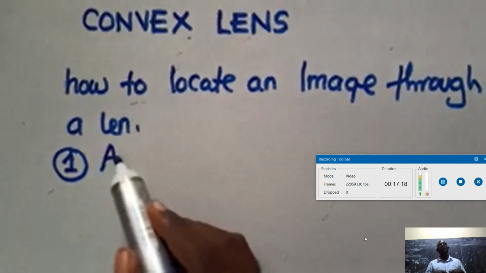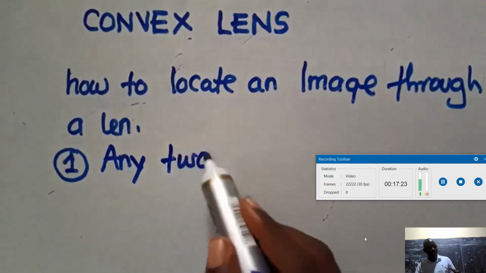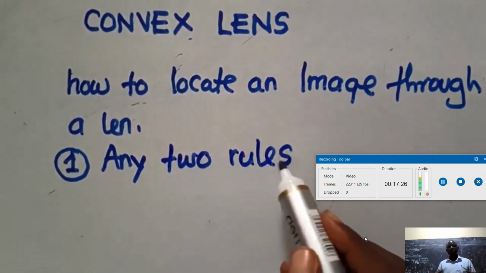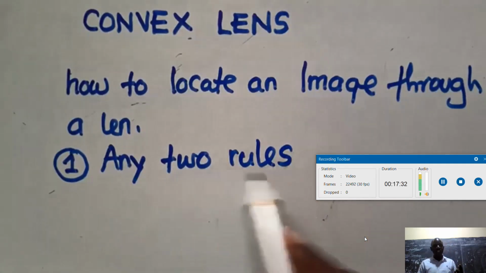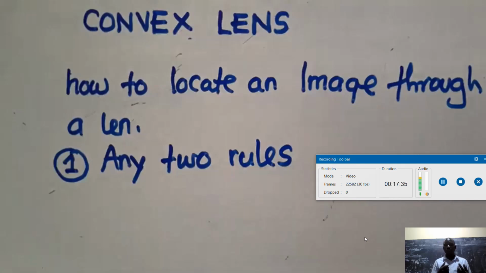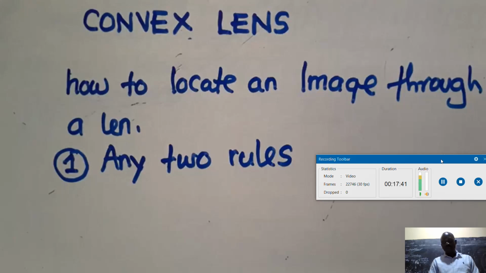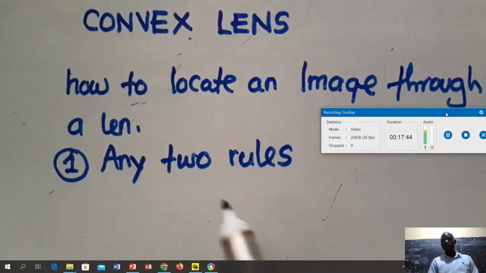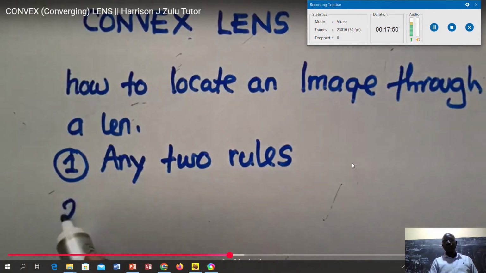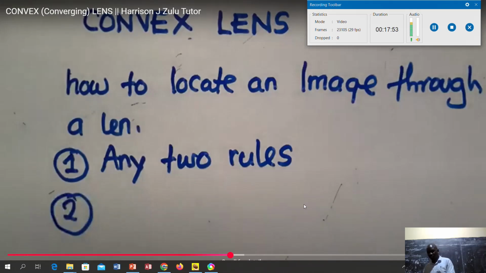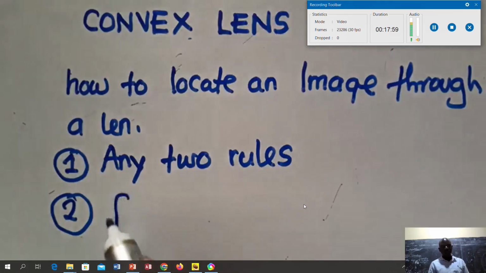So I'm here talking about how do we locate an image through a lens. And which type of lens are we looking at today? We are looking at a convex lens. So number 1, we are saying that any 2 rules can be used here. We shall not use all the 3 rules, but I just want us to use any 2 of them. Any 2 rules here can guide us to locate where this image can be formed. And it is what we are going to look at today.